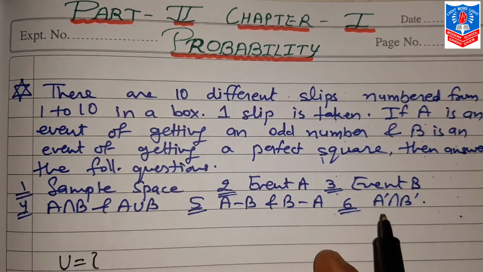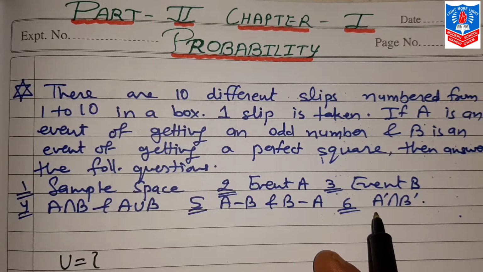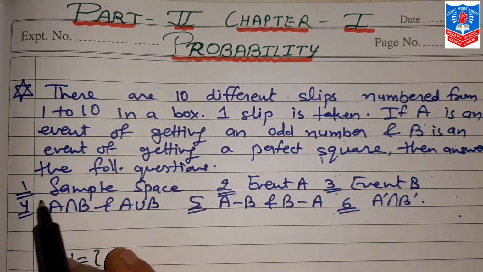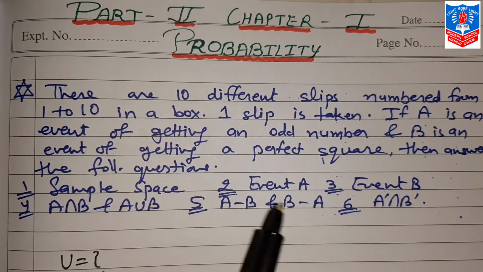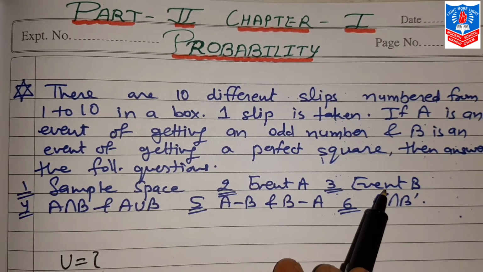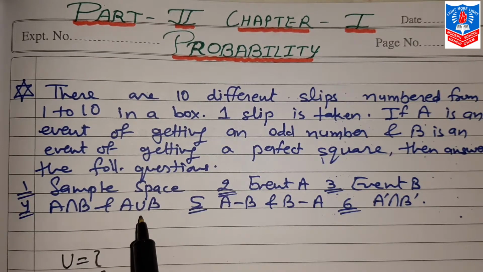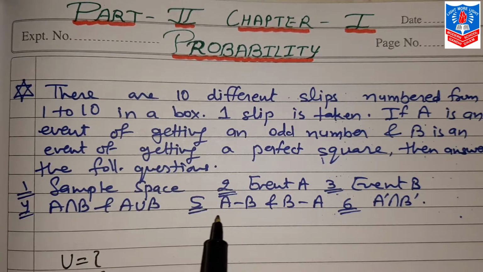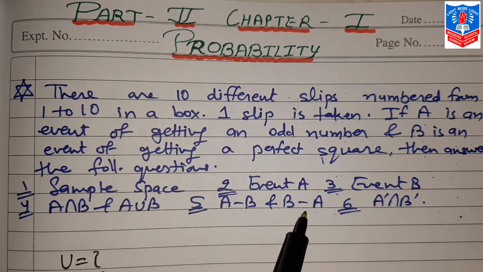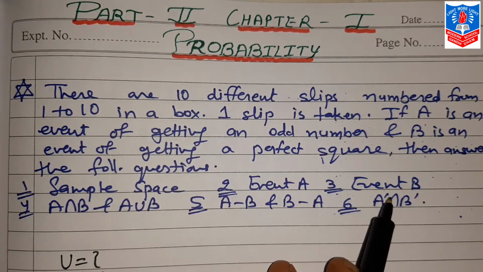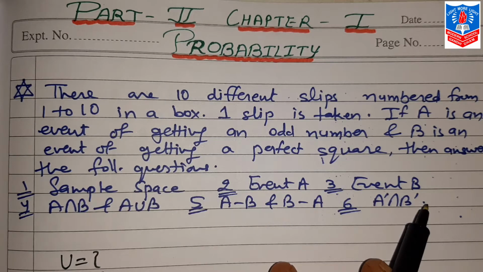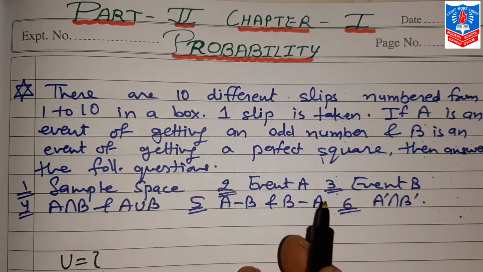Now we are supposed to find these 6 values. Number 1, sample space. Number 2, event A. Number 3, event B. Number 4, A intersection B and A union B. And 5th is A dash B and B dash A. And 6th is A dash intersection B dash.